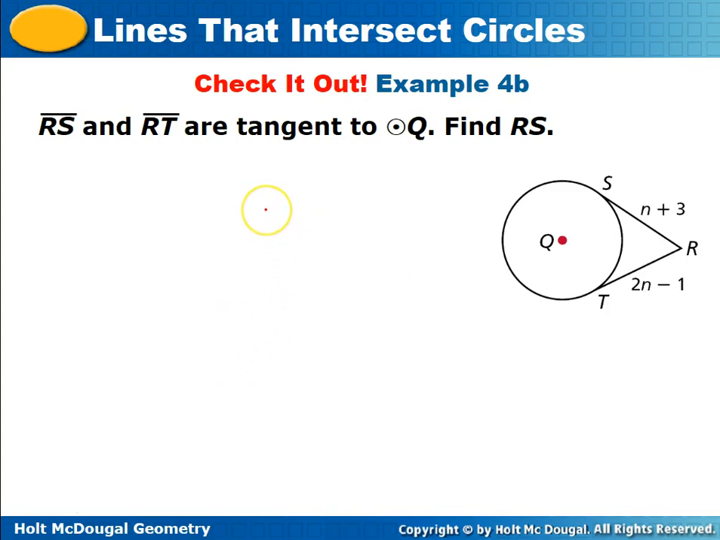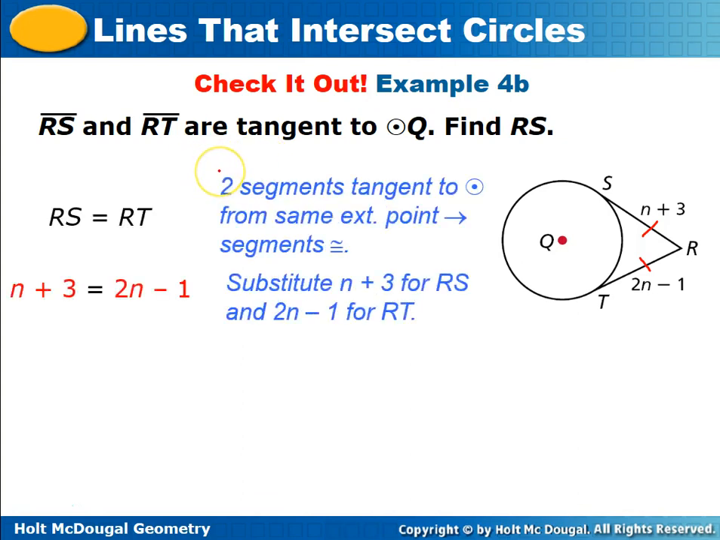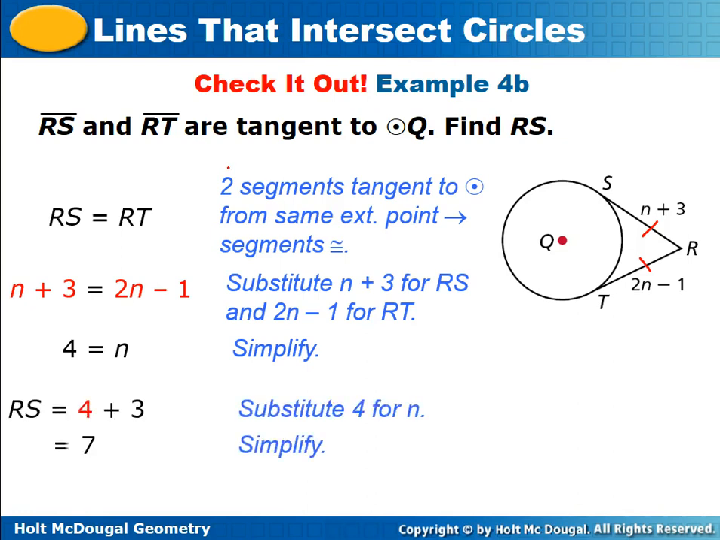Our last problem, go ahead and do this, Check It Out example 4, and then come back to me. Again, these are two tangents from the same point, so we can set those two equations equal to each other, n plus 3 and 2n minus 1. When we do that, we can subtract n from both sides and add 1 to both sides. So n is equal to 4, then we plug that back in, and 4 plus 3 is 7. So that is the answer for RS.